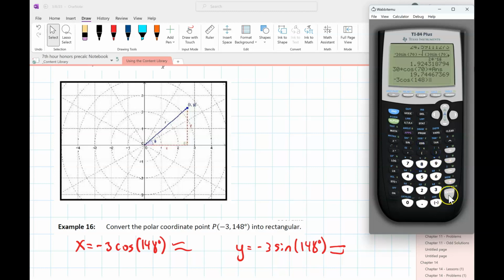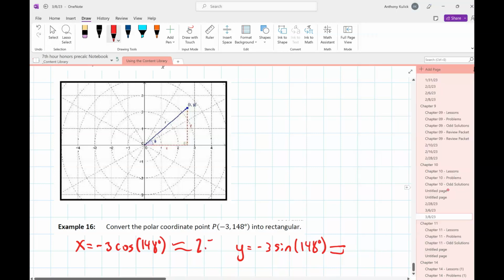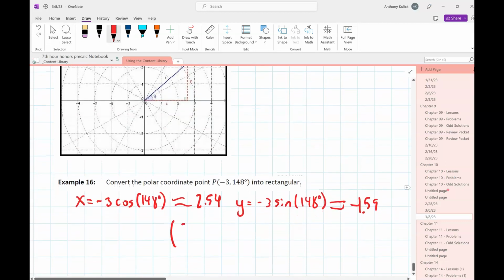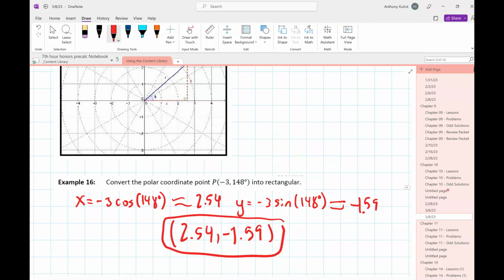As long as we're on the topic, I just was in there changing back to degree mode here real quick. How did I know that I need to be in degree mode? Yeah, the angle is written in degrees. So I get 2.54 and then negative 1.59. So that's my rectangular coordinate. No big deal, right? Pretty stinking easy.